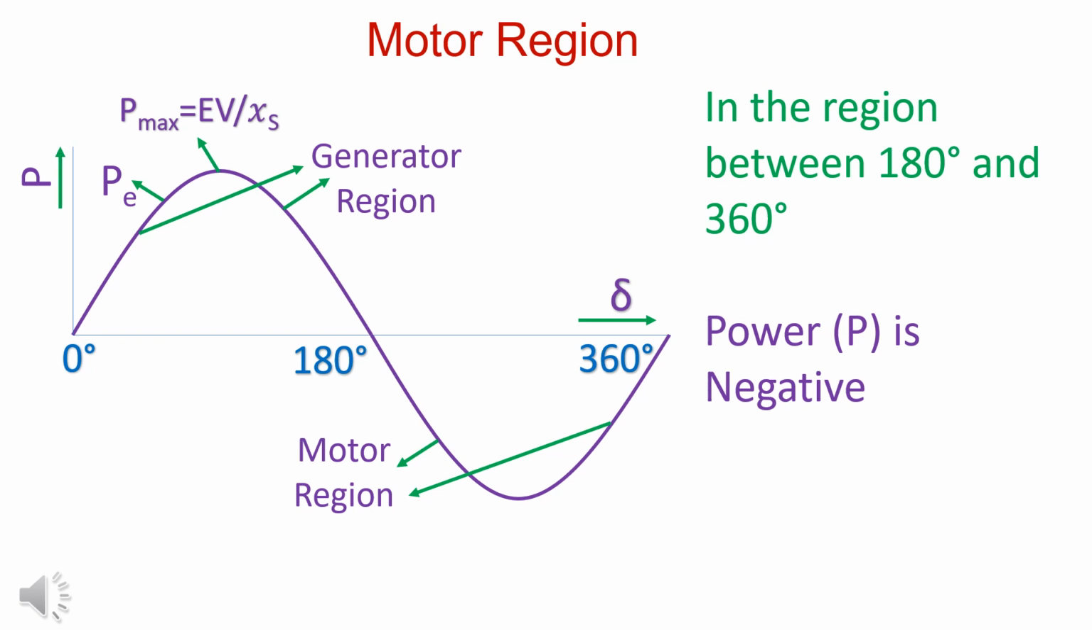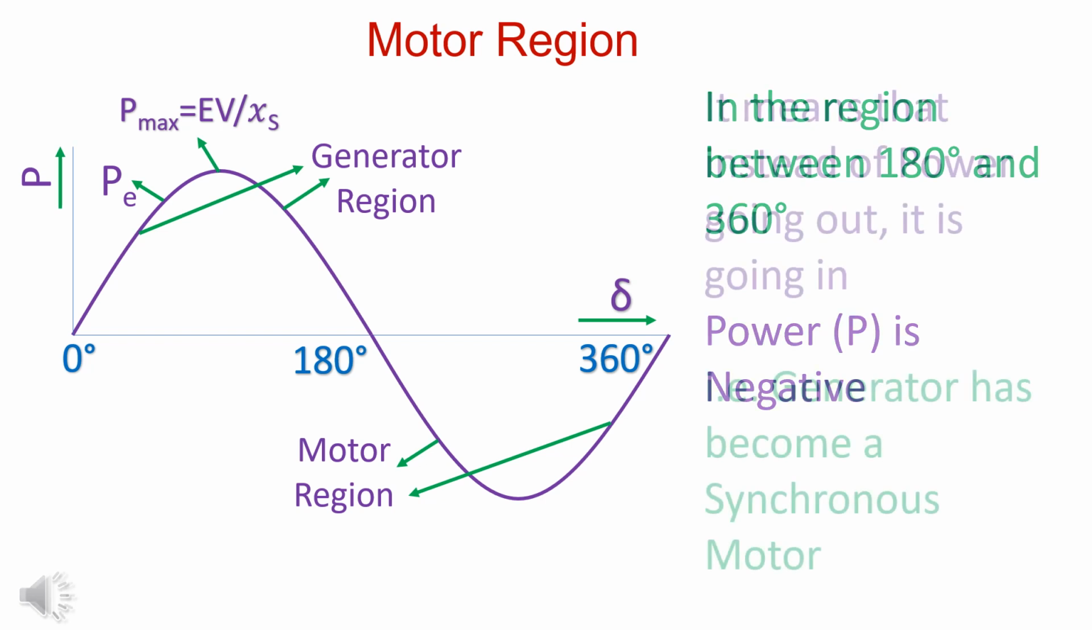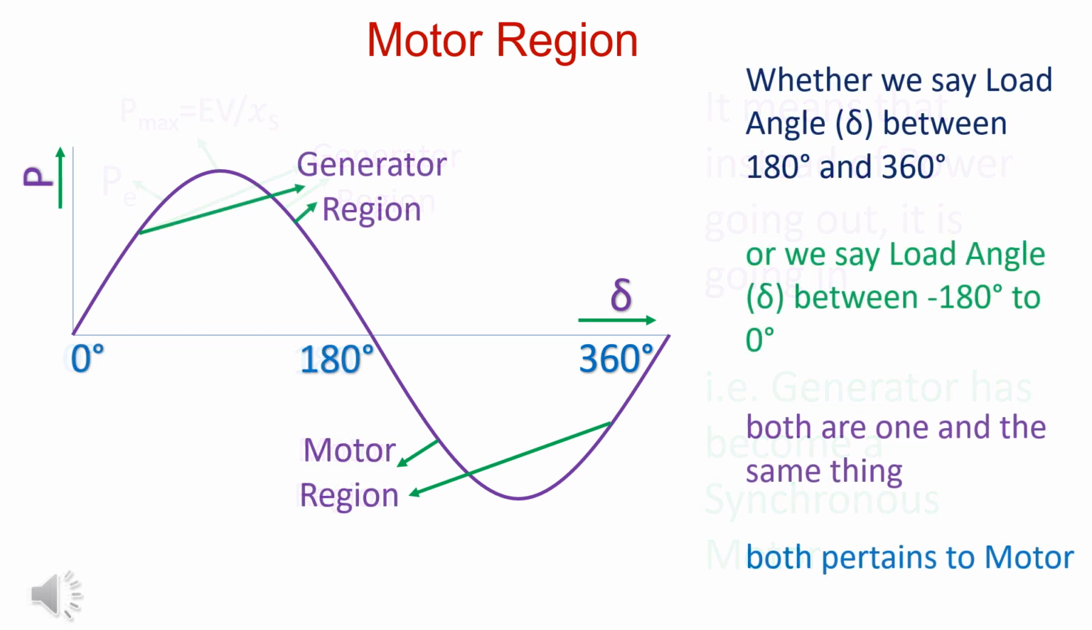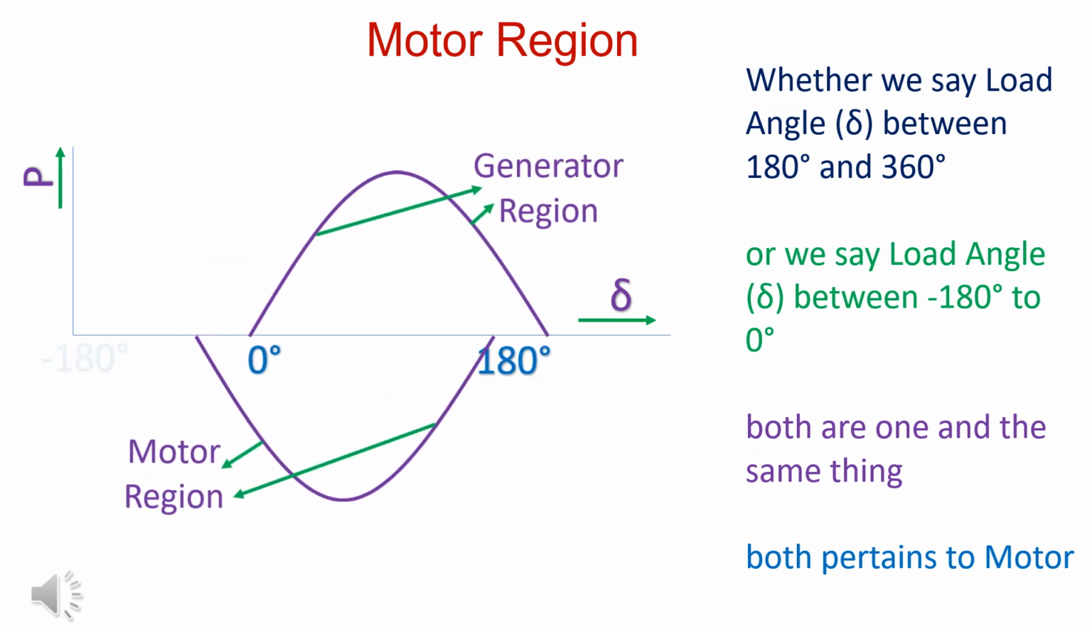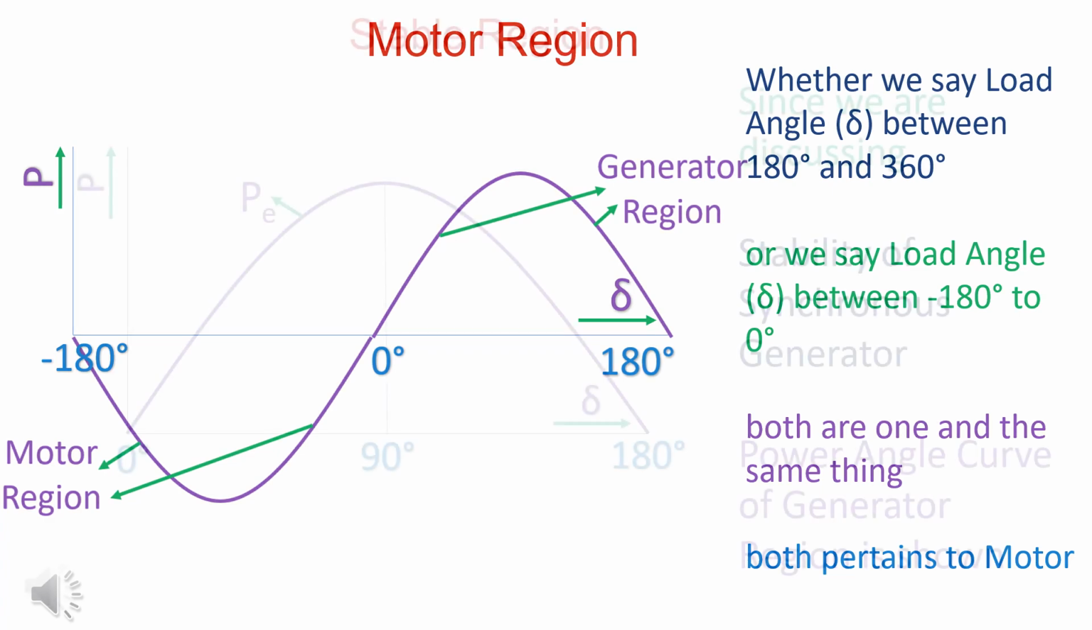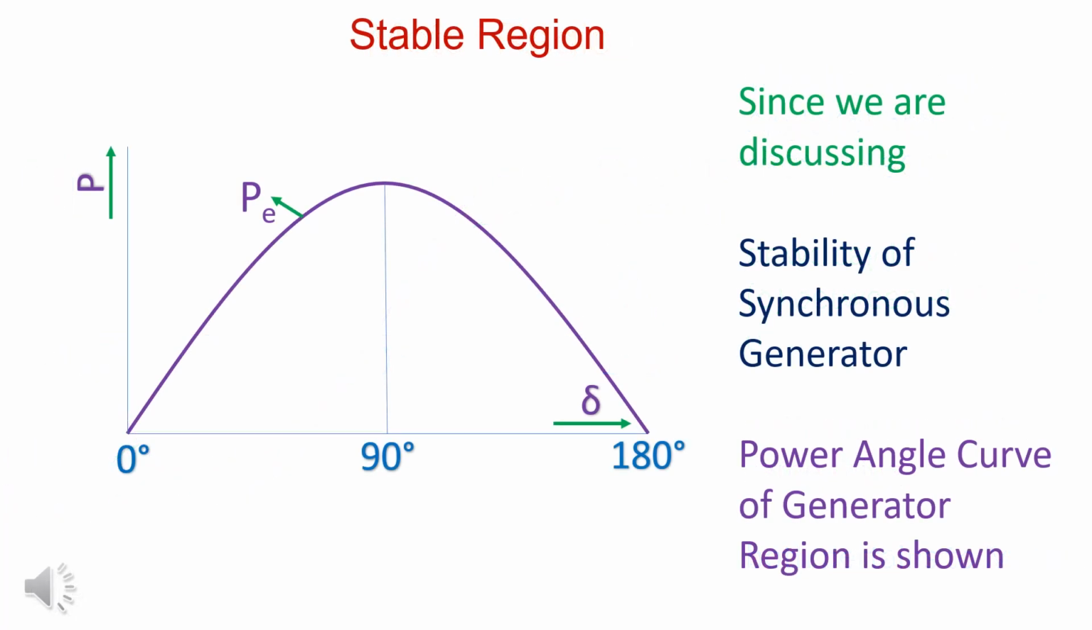When load angle is between 180 and 360 degree, power is negative. It means that the generator is consuming power. It has become a synchronous motor. When we say load angle between 180 and 360 degree or between minus 180 and 0 degree, both are the same and both pertain to synchronous motor. Since our topic is power angle curve of synchronous generator, power angle curve of generator is drawn.